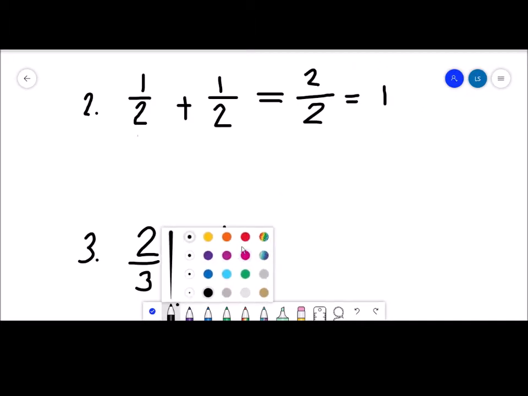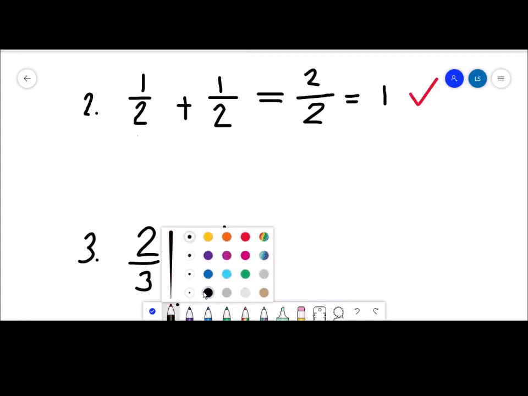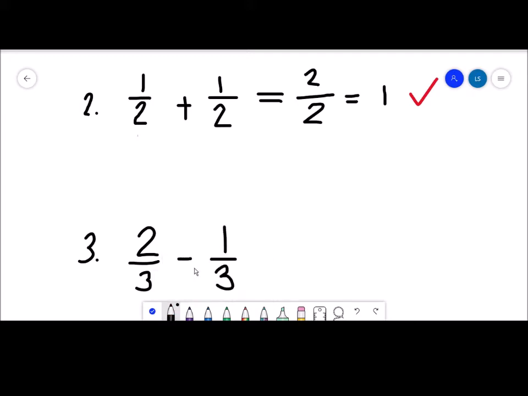So that is correct. Next, we have number 3. So for number 3, we need to subtract naman. So 2/3 minus 1/3 is equal to, okay, step 1, follow natin. Subtract the numerators. So 2 minus 1 is 1. And then, let's just copy the denominator for step 2. So we have 3 here.